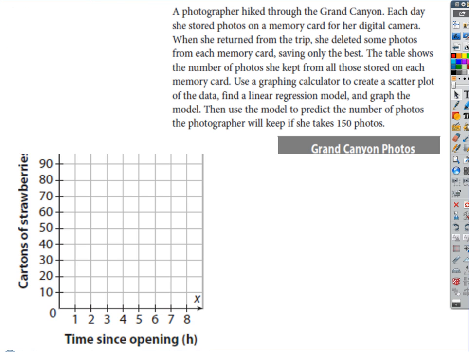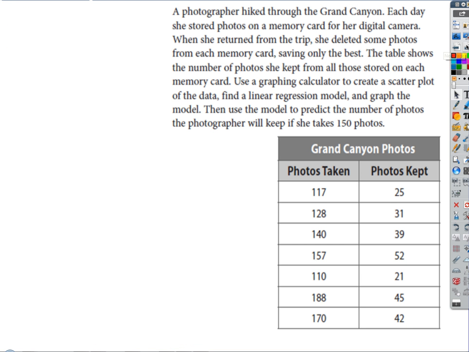So what about something like this? Let's say we've got a situation where a photographer has hiked through the Grand Canyon. Each row corresponds to a day, each data point. So each day she takes a certain number of photos, and when she goes back after the trip, she looks through and only keeps the good ones. And so this tells us on a given day how many she took and how many she actually ended up keeping, right? So what we want to do is come up with a linear model. We want to come up with a line that's going to match this data.